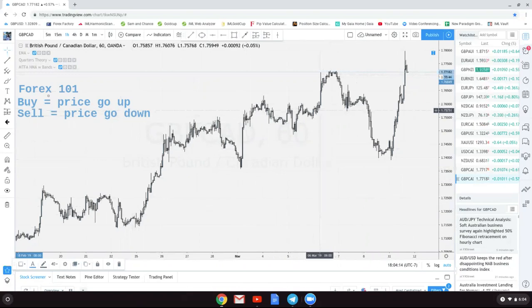Same thing with selling. If we want to sell, we would sell at the very top of the mountain because we anticipate price to go down. So we would sell at the top right here, go down, sell at the top right here, go down, sell over here, down. So that's it, okay? All right, down, yes.